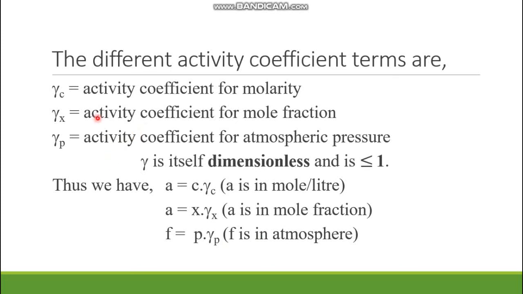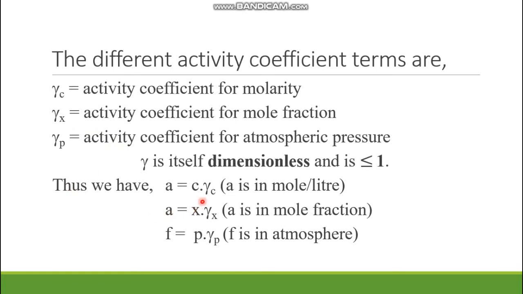gamma are different types of gamma. If it is gamma C, then it is activity coefficient for molarity. Okay, if it is gamma X, then it is activity coefficient for mole fraction, and if it is gamma P, then it is activity coefficient for atmospheric pressure. And definitely gamma is dimensionless because it is the ratio and it is always less than 1. It's a fraction, isn't it?